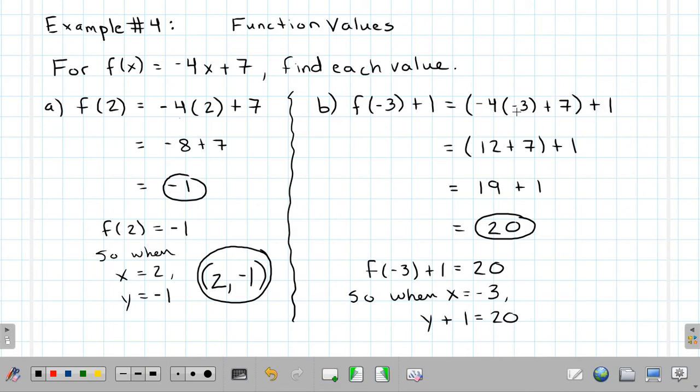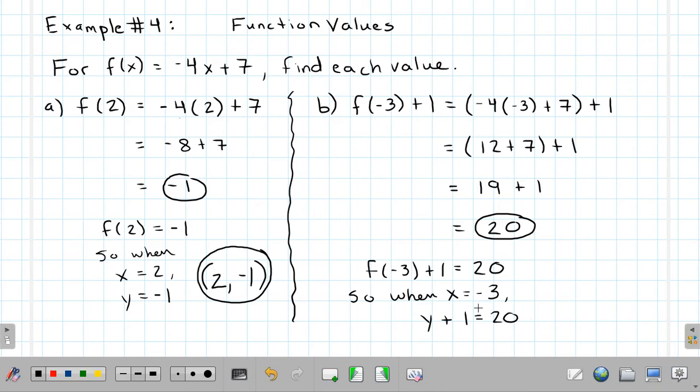Well, what's negative 4 times negative 3? That's 12. We still have the plus 7. What's 12 plus 7? 19. And then finally plus 1, that's 20. So what that means is f of negative 3 plus 1 is equal to 20. So that means when x is equal to negative 3, y plus 1 is equal to 20, okay?